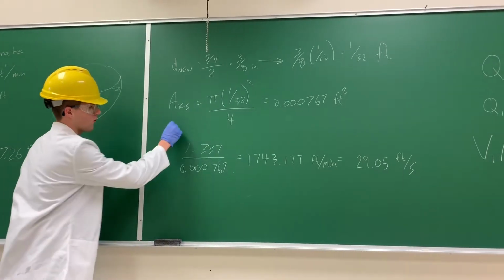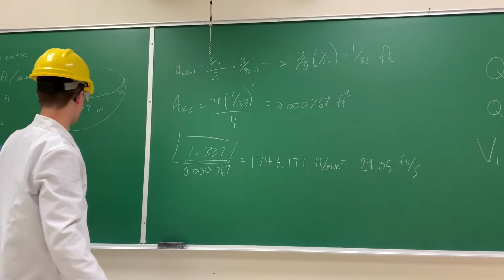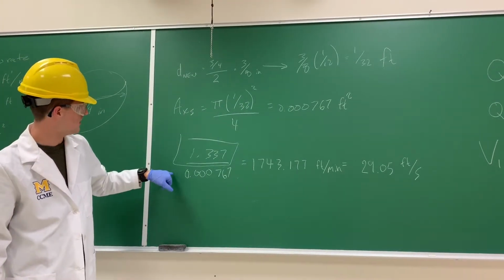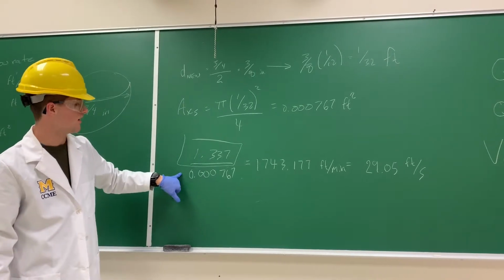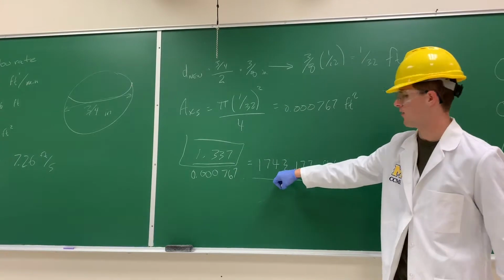If you look here, this 1.337 is the same Q we used in our last calculation. And that's following the law of conservation of mass. So we're going to take our same Q divided by our new cross-sectional area. We're going to come up with our new velocity.